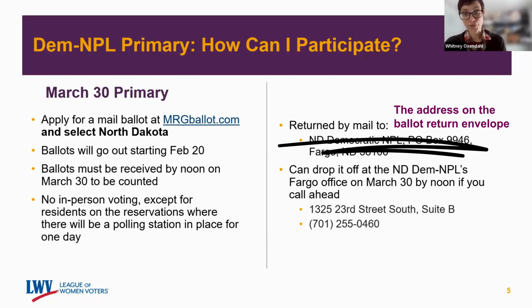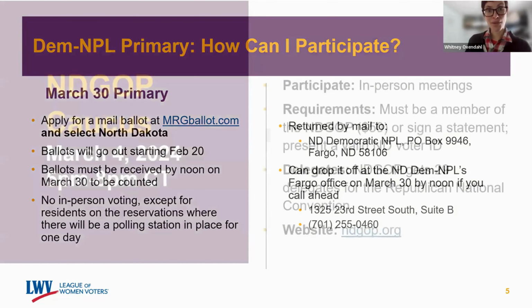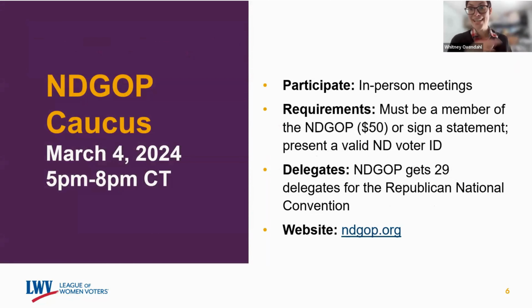There's not going to be in-person voting except for residents on the reservations. There'll be a polling station in place for that one day. So look on the Dem-NPL's website for that information, which wasn't posted yet. On the right is where you return the ballot to the P.O. box, which will also be in what you receive in the mail. And if you live in Fargo, you can drop off your ballot at their Fargo office on March 30th by noon, but make sure you call ahead to make sure staff is there. So there's their physical address and their phone number if you would like to do that. Okay, so that's the Democratic Party's process and how you can get involved.